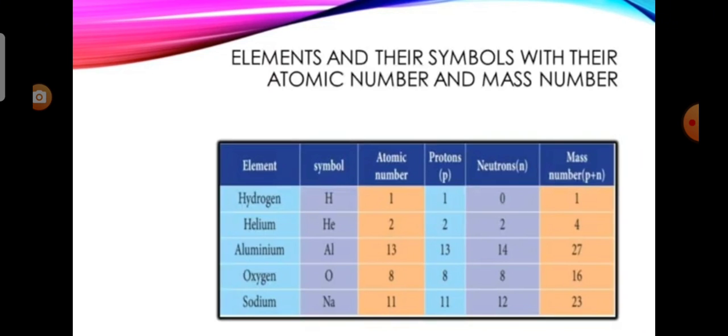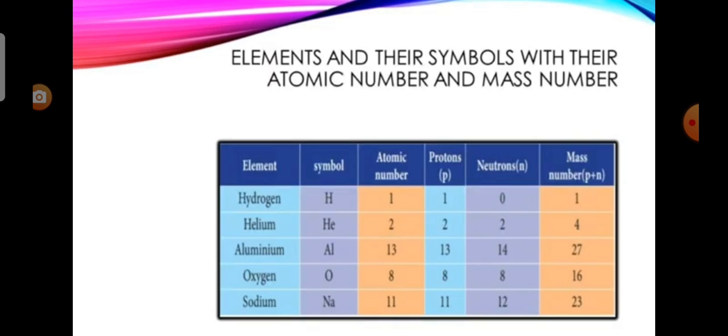Now we see the elements and their symbols with their atomic number and mass number. The first one, hydrogen: the symbol is capital H, atomic number 1, proton 1, there is no neutron, and the mass number is 1. Helium: the symbol is capital H, small e, atomic number 2, protons 2, neutrons 2, and the mass number is 4.